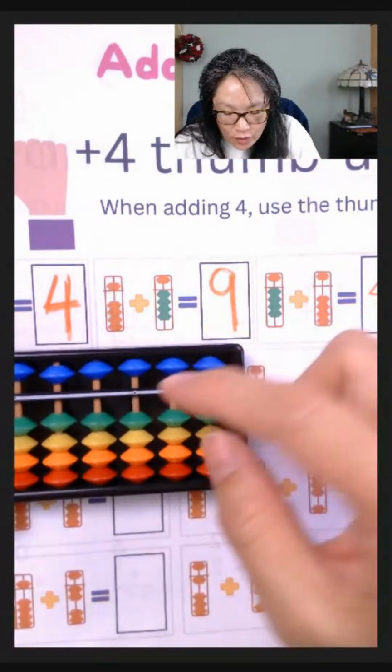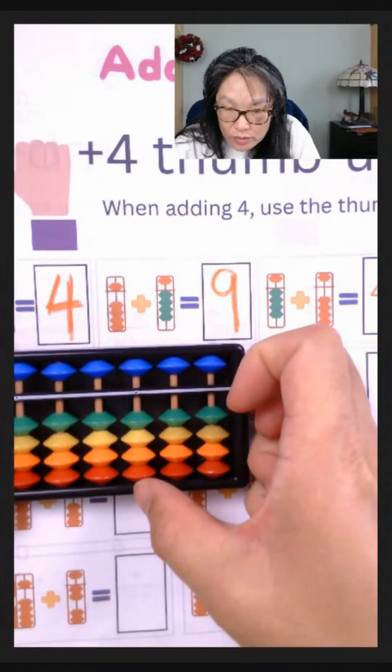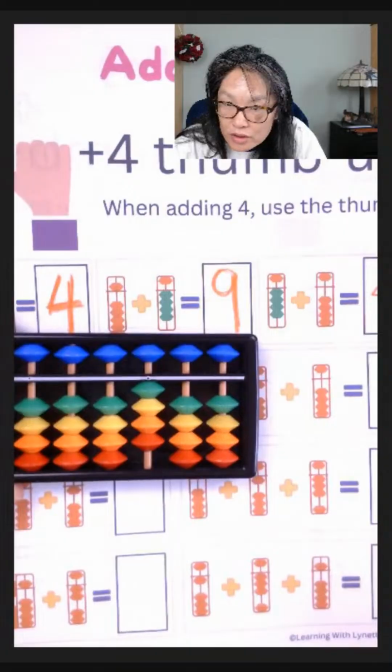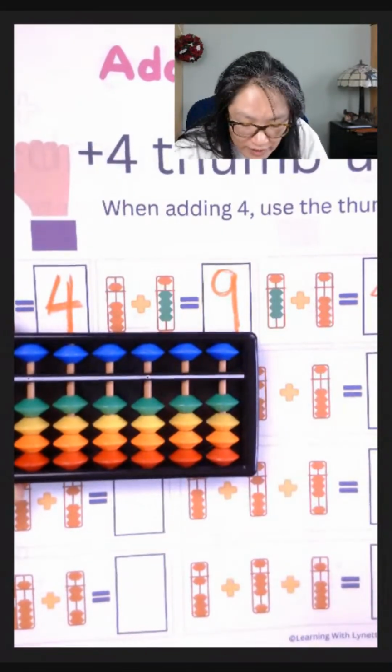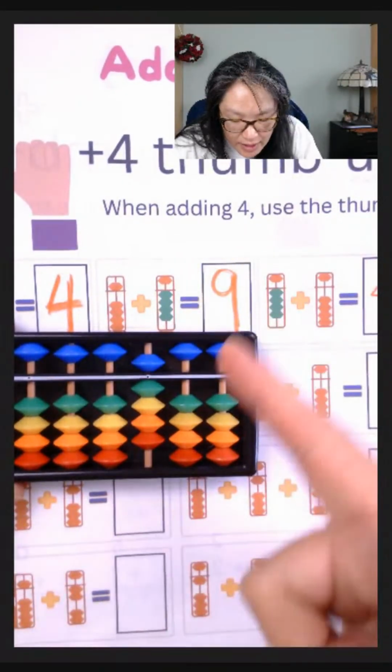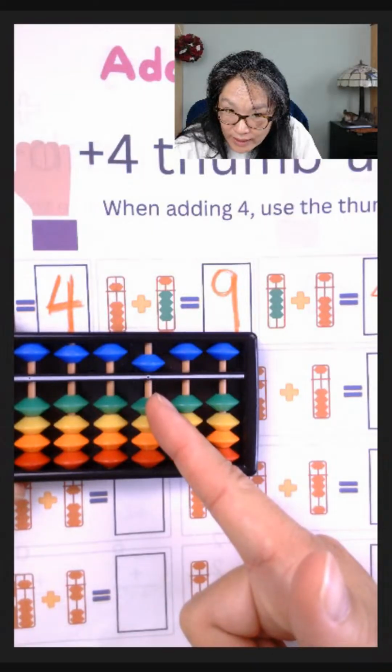So we're going to add the four. When we add the four, again, we're going to go to the horizontal bar. When we subtract, we want to go away from the horizontal bar. So if I have nine and I want to subtract four, I want to take it away.